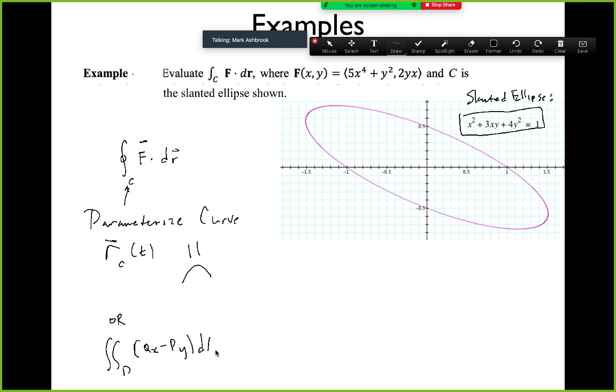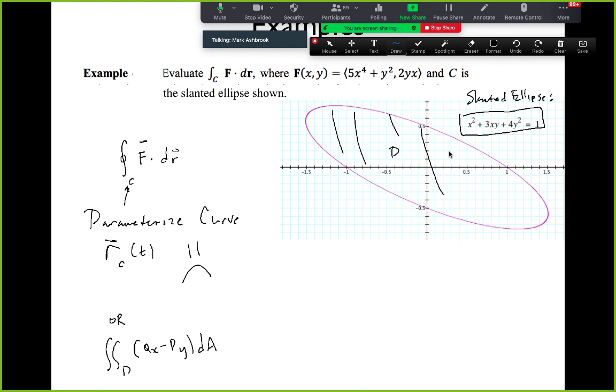All right, and to do that, I need to find limits of integration for this region D. How about that? Limits of integration. Do you want to use type 1, type 2, or something, polar?